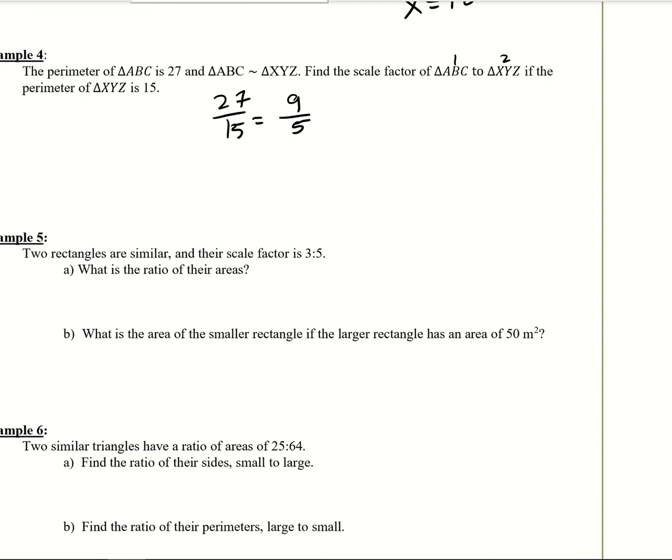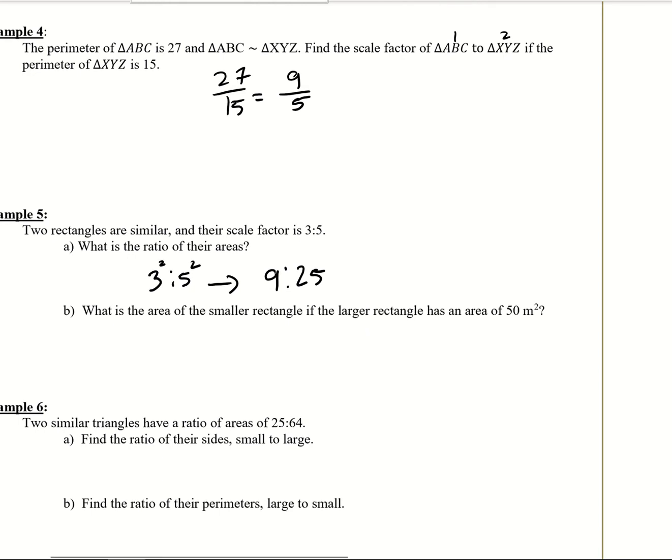Two rectangles are similar, and if their scale factor is 3 to 5, what is the ratio of areas? Well, it's just going to be the scale factor squared, so 9/25. What is the area of the smaller rectangle if the larger rectangle has an area of 50 meters squared? So we already have this. We have the ratio of areas.